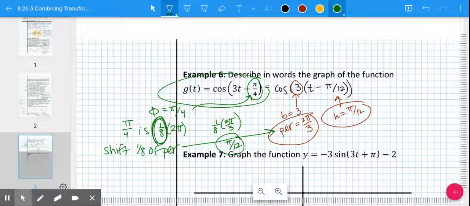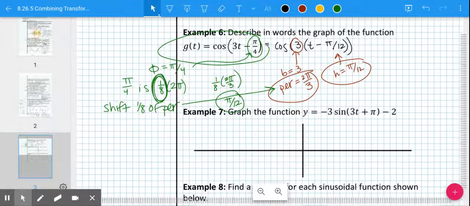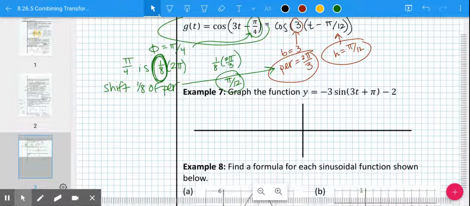Now, if that's confusing to you, you don't have to use that. You can use horizontal shifts all the time, and that's totally fine with me. Here's the problem I was trying to get to. Example 7. Now we're going to graph it by putting everything together.